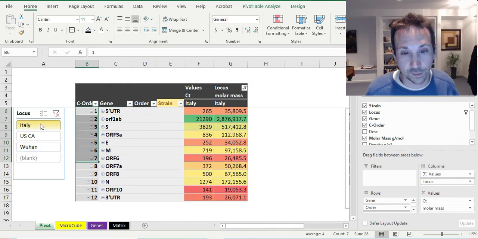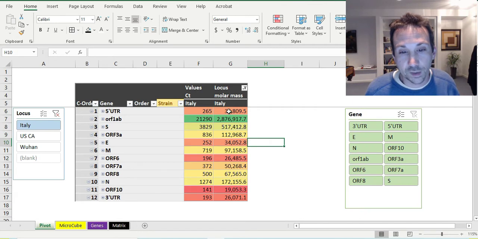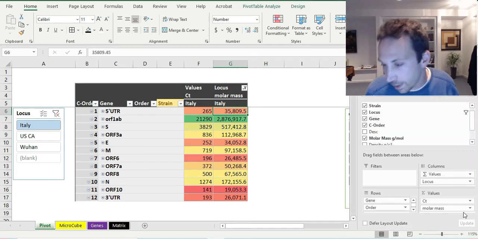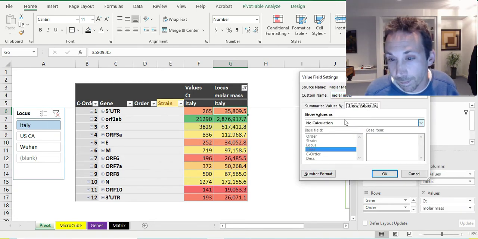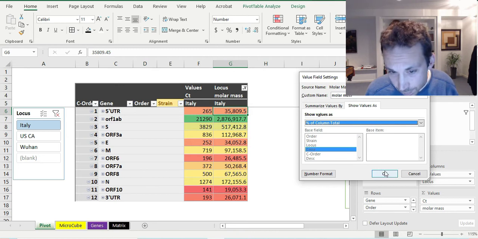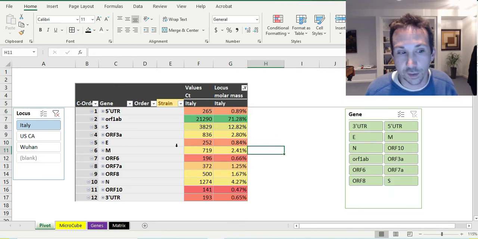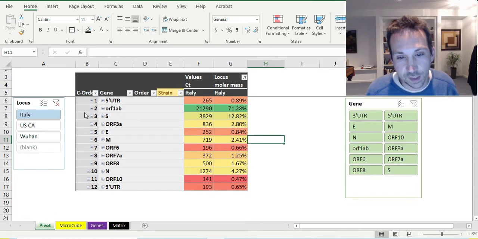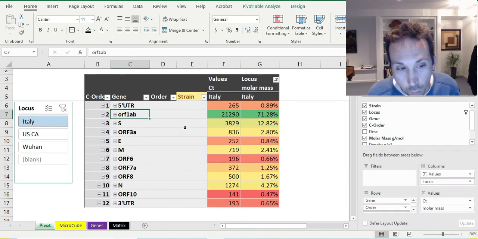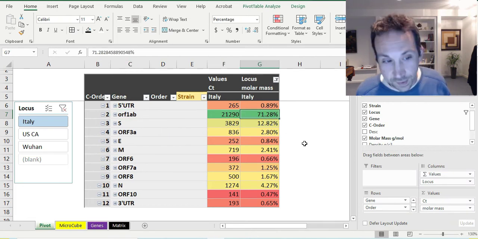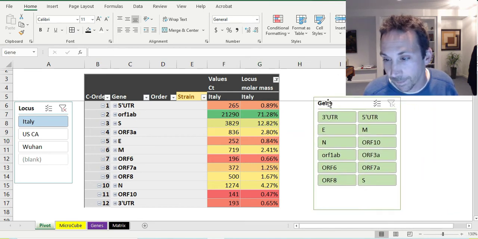Let's just look at Italy, for example. Instead of looking at the molar mass, I'm going to do something cool with the calculation of the molar mass, the amount of weight of this stuff. We're going to make it a percentage of the total that we're looking at in this given table at this given time. So what that does is that allows us to see, for example, that the majority of this virus is ORF1AB protein. 71% of this thing is this ORF1AB protein.